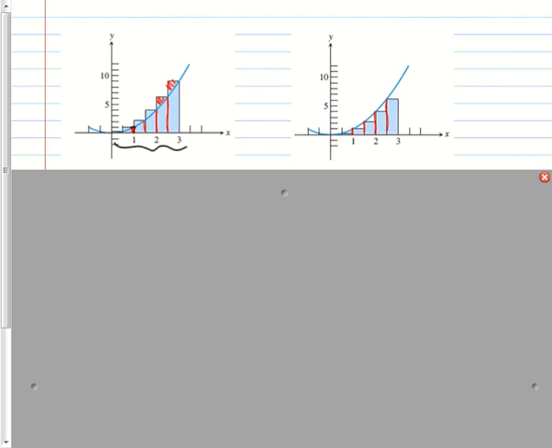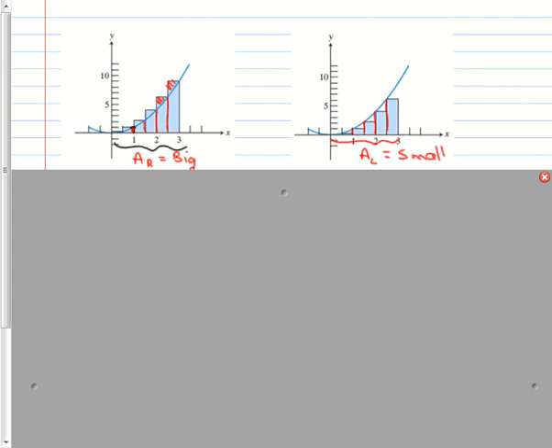And then if we added all these up, what do you think this area would be? I'll call it area left. It would be a little small, right? I'm going to call this area right for a minute. So this area right was a little bit too big. This area left was a little bit too small. So what may be something I could do to get closer to the true area?